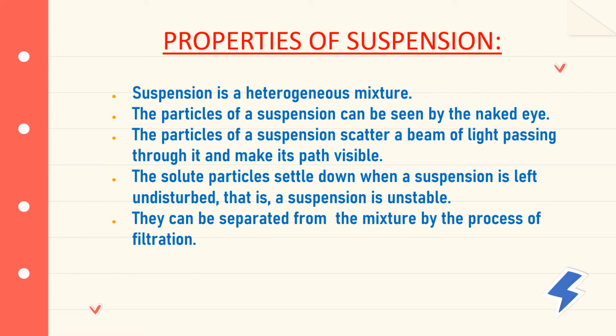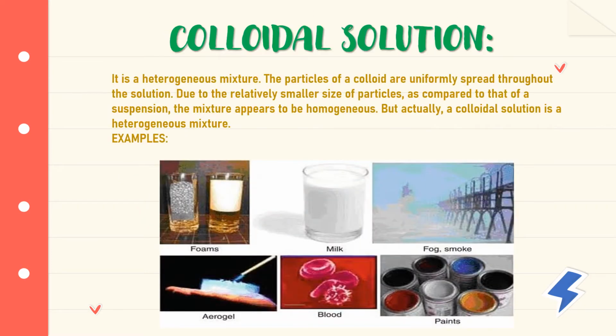Moving towards the next topic, that is colloidal solution. So students, what is a colloidal solution? It is actually a heterogeneous mixture. The particles of a colloid are uniformly spread throughout the solution. Due to the relatively smaller size of particles as compared to those of a suspension, the mixture appears to be homogeneous, but actually a colloidal solution is a heterogeneous mixture.